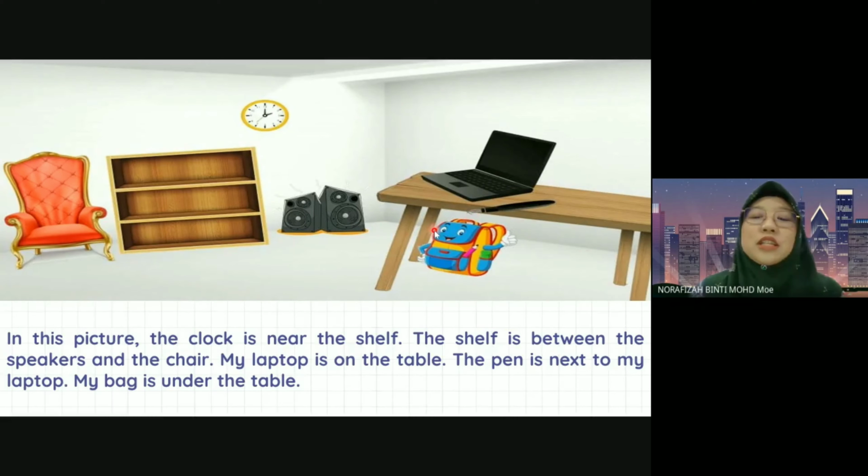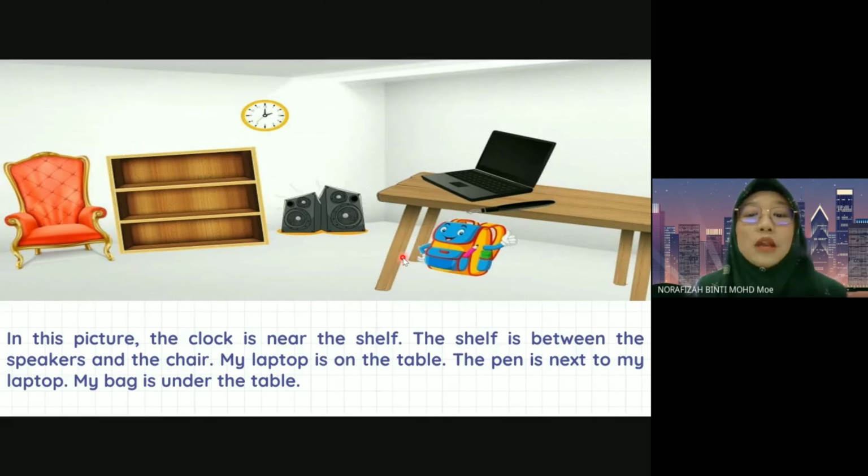So contoh teacher nak kata speaker ada di bawah meja. The speakers sebab ada dua kan. So the speakers are di bawah, under, bawah apa? Bawah meja, under the table. So cara buat ayat dia senang je. Very easy. 5 sentences. Okay.